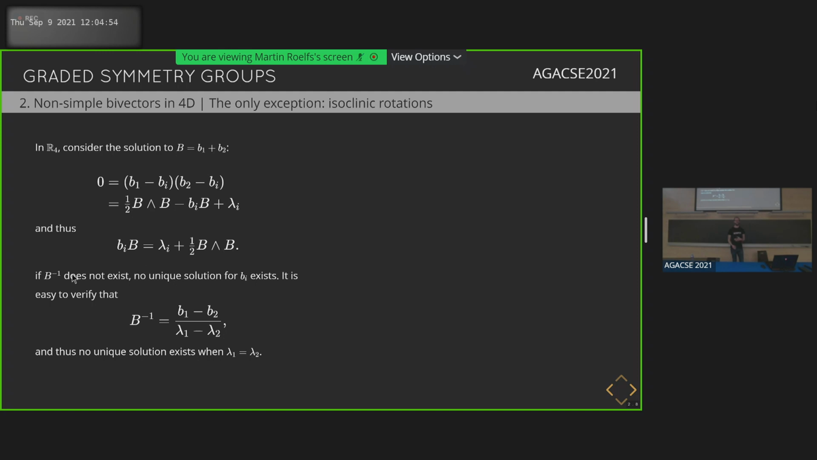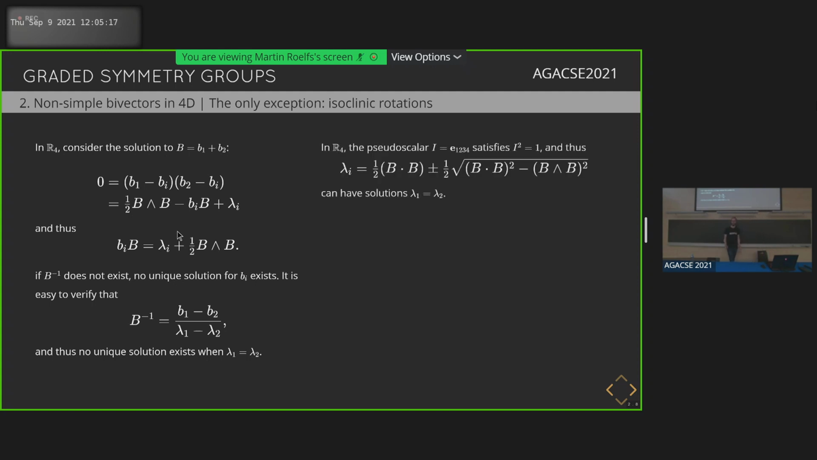And so when does B inverse exist? It is easy to verify that B inverse in this scenario would be B1 minus B2 divided by lambda 1 minus lambda 2. And so when lambda 1 equals lambda 2, there is no inverse, and I cannot just invert this relationship, and it breaks down. So that is why the isoclinic rotations are problematic.